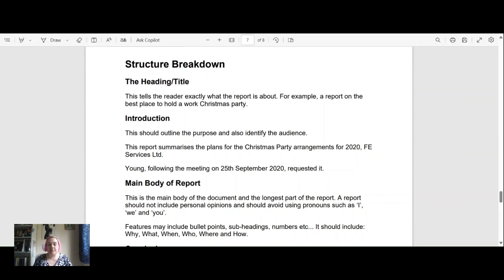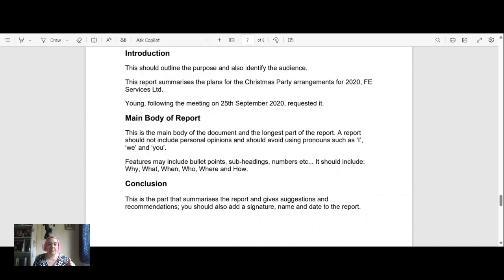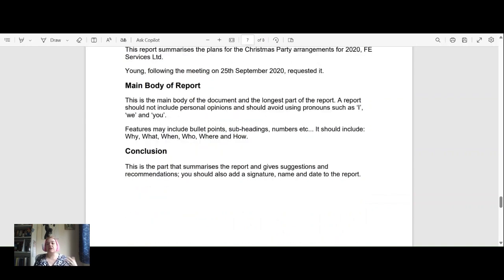So in this case, the example given on this sheet says the report summarises the plans for the Christmas party arrangements following a meeting. That's it. It only needs to be very brief and to the point, very direct. The main body, so it's the longest part of the report.